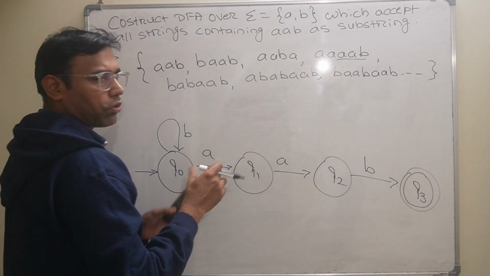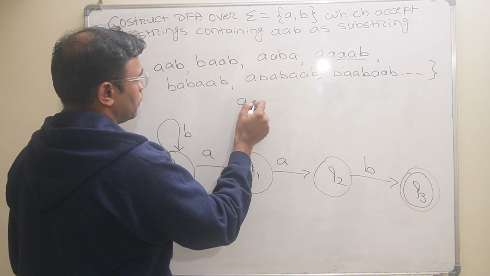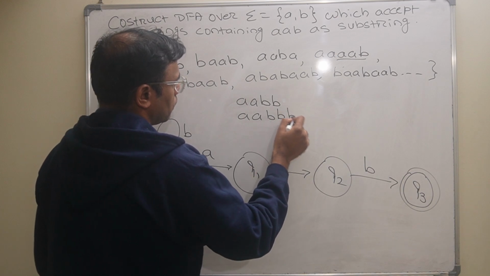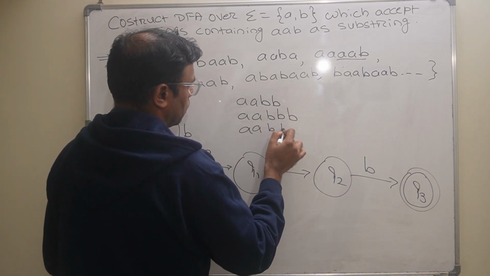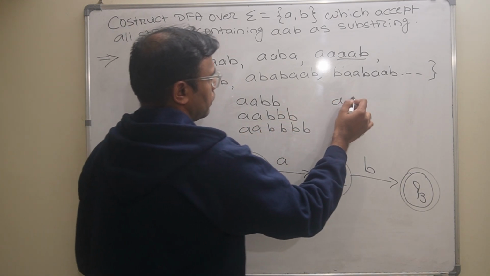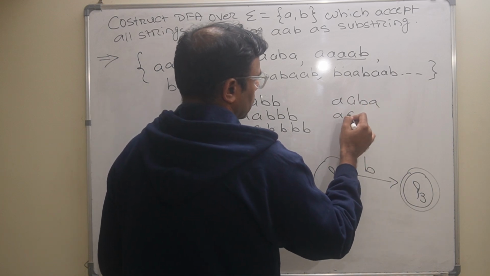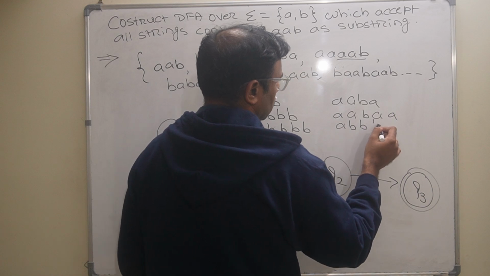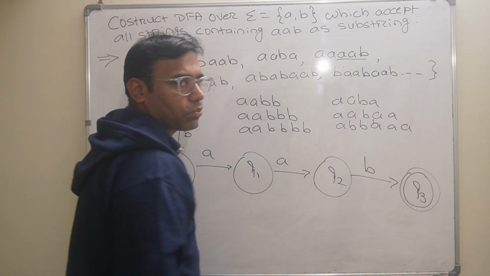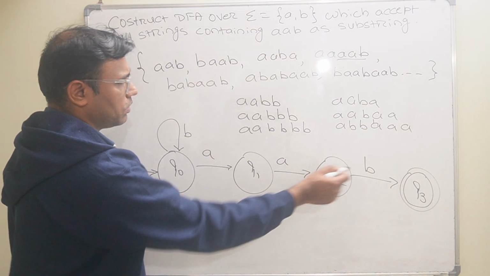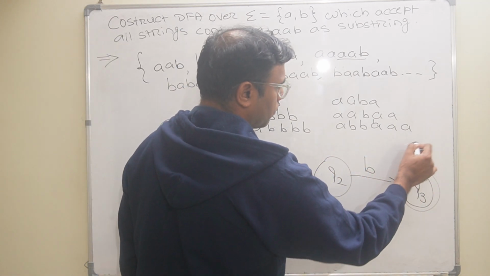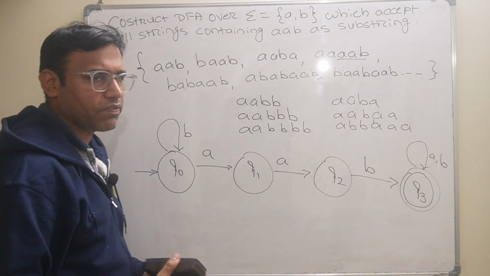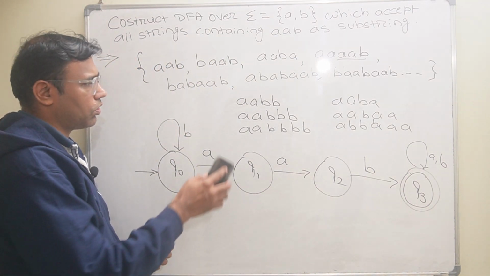Now the string can end with a, end with b. So I will write that possibility here. So abb, aa, bb, then ab, then abaa, then abaaa. So it is ending with any number of a, any number of b. So after ab, if I apply the loop of a and b here, it will satisfy all the possibilities and it will accept any number of a and any number of b.